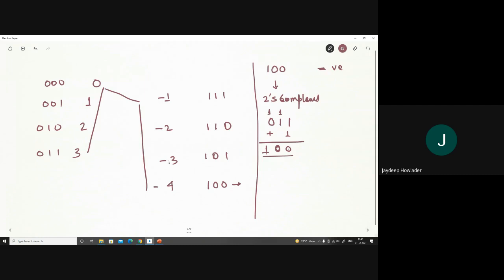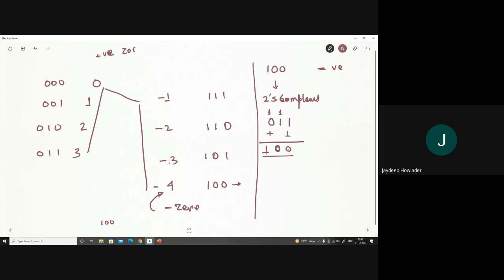Okay. So this minus 0, which looks something like 1 0 0, is now mapped to the value of minus 4. Understand? Clear? Do you get this point? No, sir. This one I couldn't get. Minus 0 to minus 4.